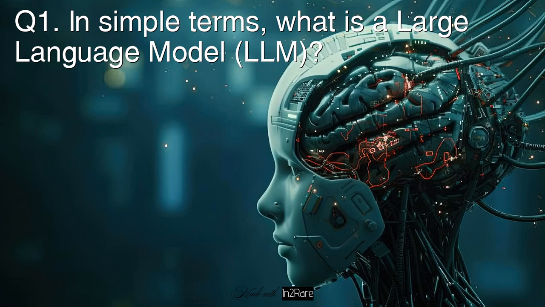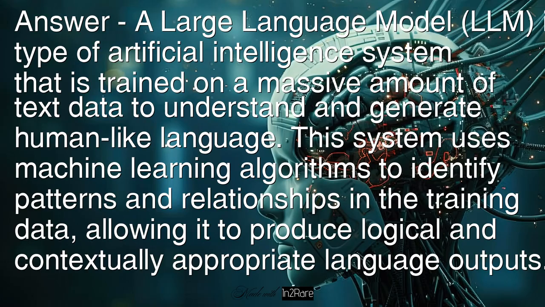In simple terms, what is a large language model (LLM)? Answer: a large language model, or LLM, is a type of artificial intelligence system that is trained on a massive amount of text data to understand and generate human-like language. This system uses machine learning algorithms to identify patterns and relationships in the training data, allowing it to produce logical and contextually appropriate language outputs.